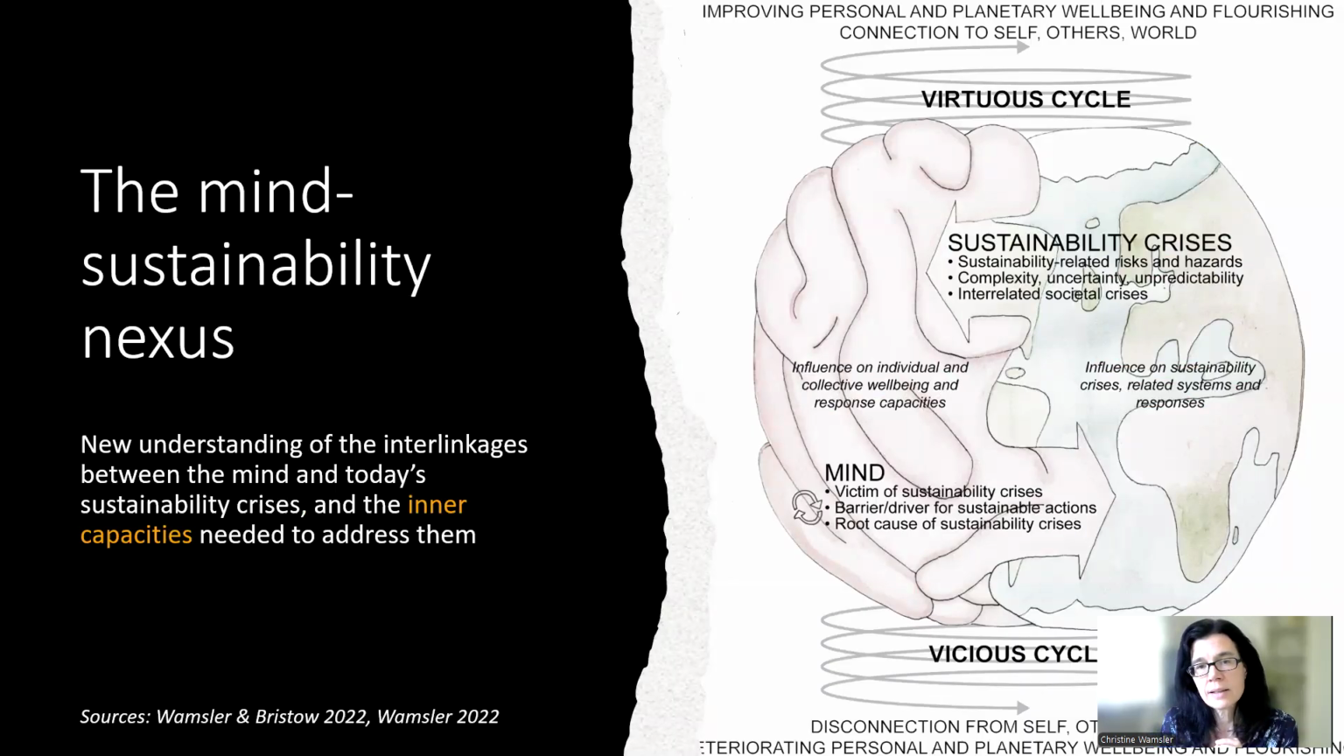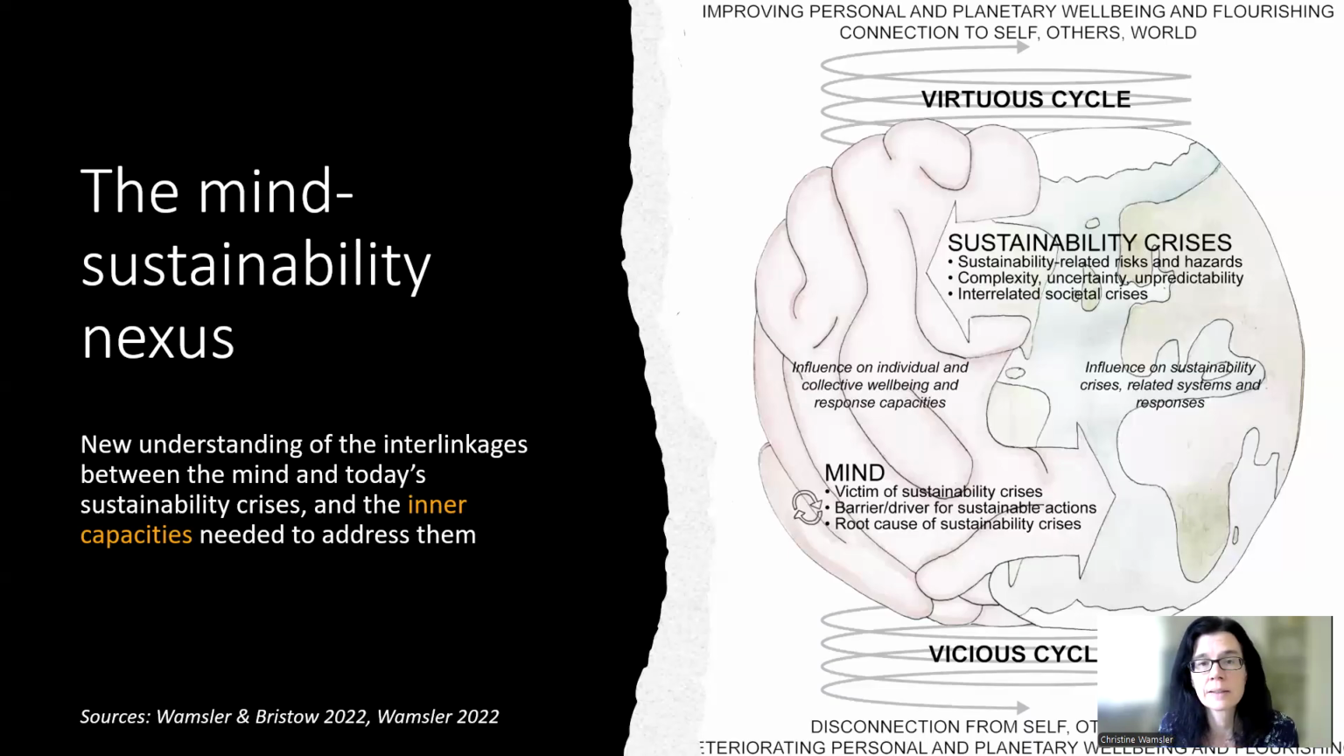So it shows that the mind can be seen as a victim of today's crisis, like you see in the form of climate anxiety, for instance. It can also be seen as a barrier for adequate action to address these, which relates to biases and our short-term thinking, for instance. And at the same time, as a root cause of the many crises we see, as I just explained.